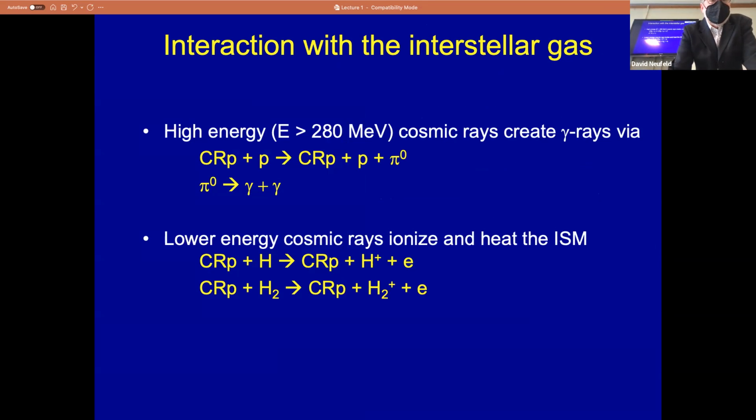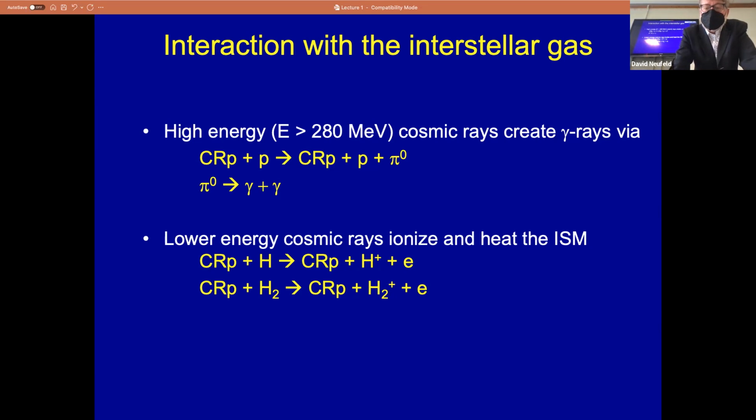Well, they can interact with the interstellar gas. This actually leads to gamma ray production if the cosmic ray energy is sufficient, because you get a neutral pion that then decays. But at lower energies, the cosmic rays mainly have the effect of ionizing and heating the interstellar gas.